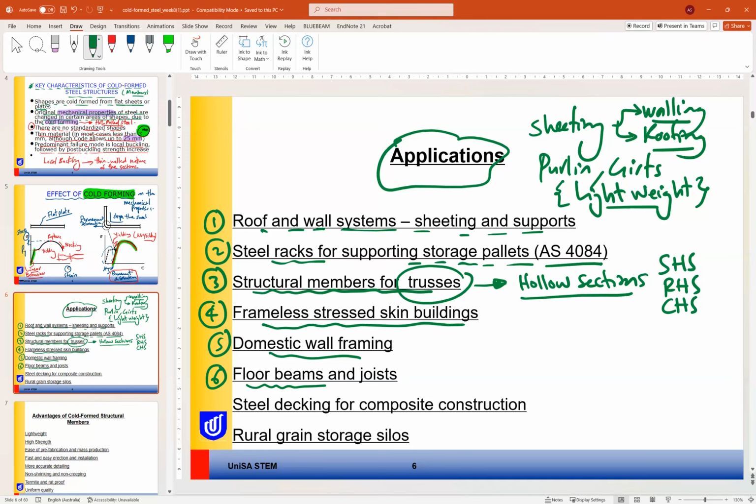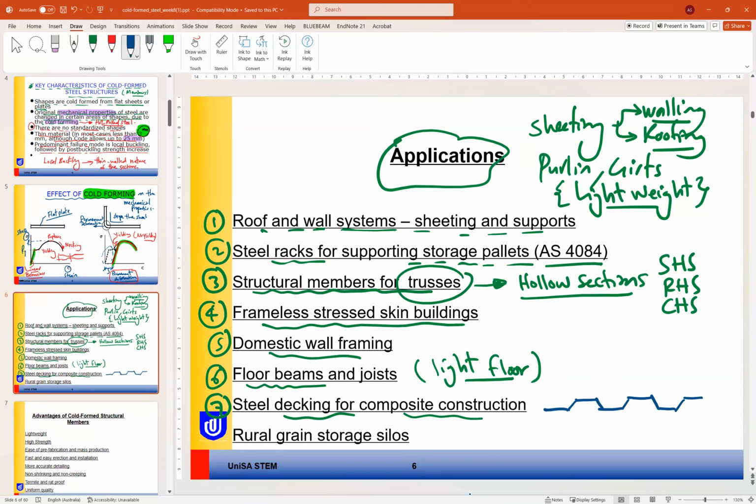Okay guys, so we can also use the cold formed steel section for floor beams and joists if it is a lightweight floor, not for storage and these applications. Steel decking for composite construction. So this is another part. In some cases, they use the steel sheeting for composite slabs.